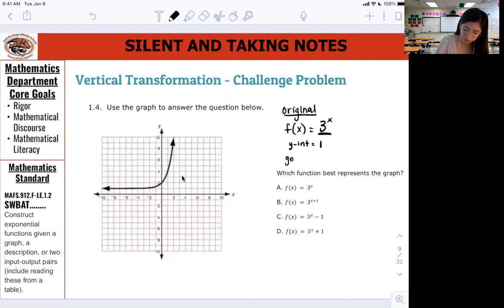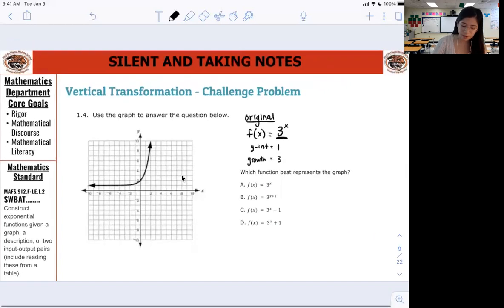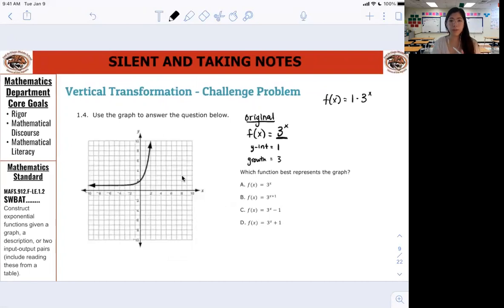And the growth rate? 3. Because remember, whenever you just have a number to the power of x, I could rewrite it as 1 times 3 to the power of x. So that would give me my y-intercept and my growth rate. Well, is this graph the graph of f of x equals 3 to the power of x? Does it have the correct y-intercept?